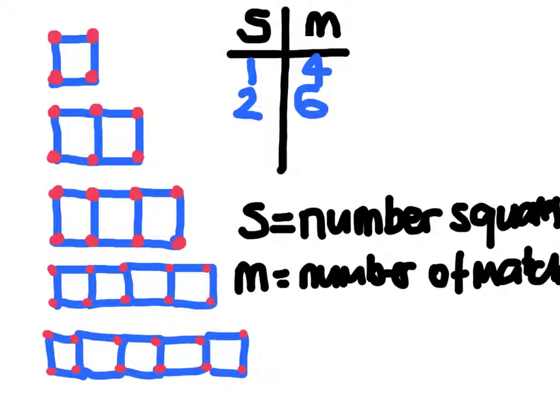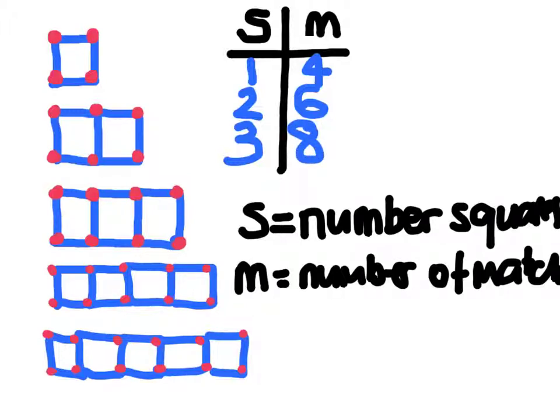Then I go down to my third one. How many squares have I got? 1, 2, 3. Put that in. And how many match heads have I got? 1, 2, 3, 4, 5, 6, 7, 8. There. And I think I'll only be able to fit 1 more in.